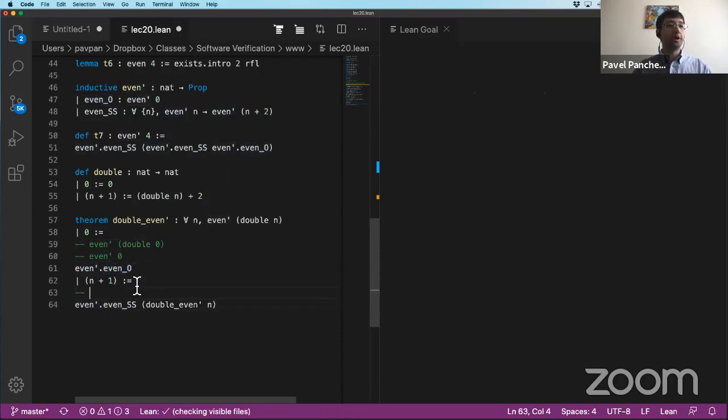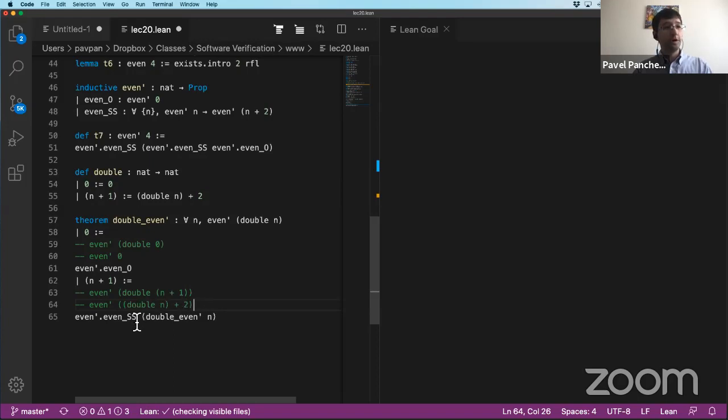Meanwhile, in this case, we're trying to prove that n plus 1 doubled is even. And doubling n plus 1, that corresponds to the case here. So we're really trying to prove that doubling n and then adding 2, that is even as well.